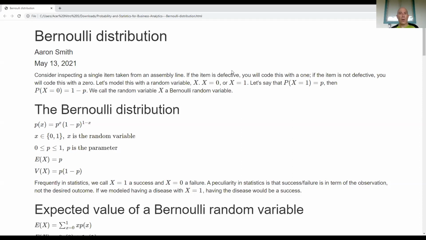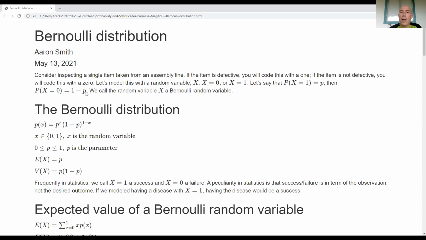If the probability of being defective, or X equal to 1, is P, that's going to be some number between 0 and 1. The probability of not being defective is the probability that X is equal to 0, which is the same as 1 minus P. Remember, probabilities add up to 1. When we have just one observation, and it's either yes or no, or 0 or 1, or success, failure, we're going to call this a Bernoulli random variable.